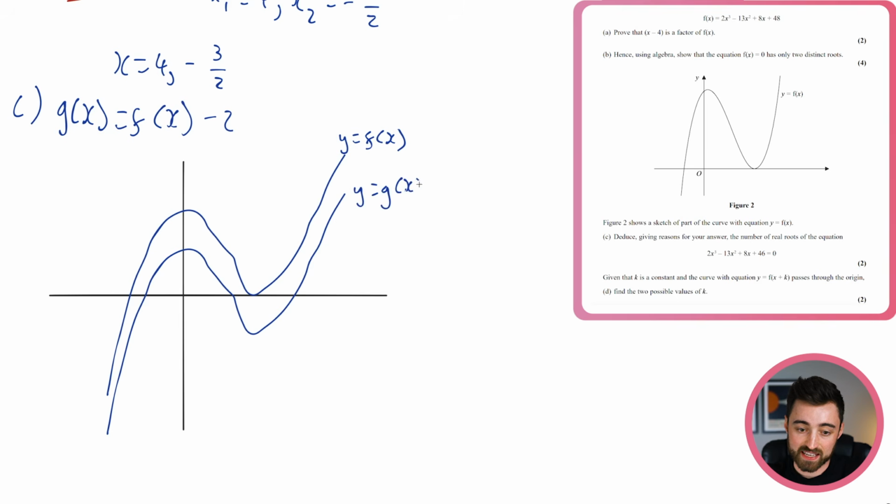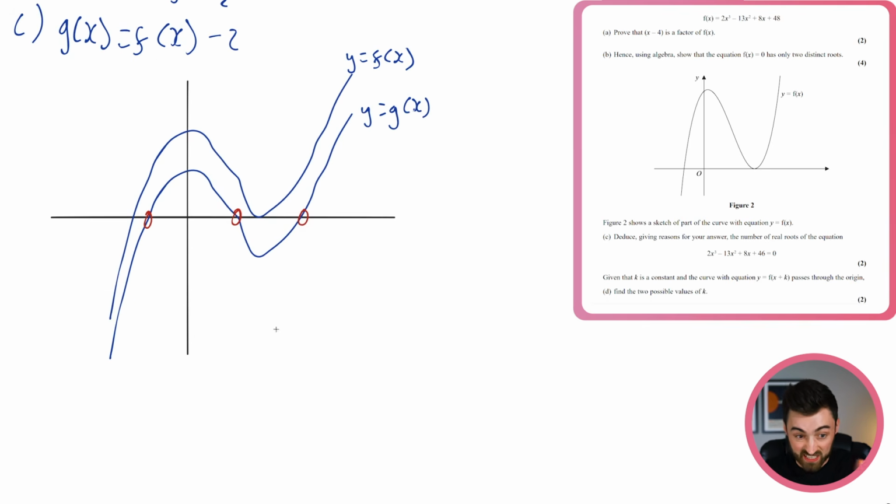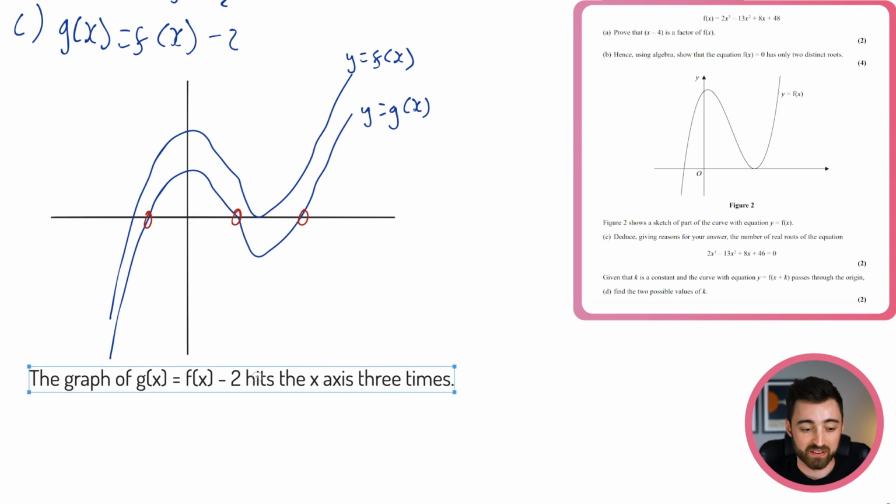So we can clearly see here that if we were trying to solve the equation g of x equals 0, that would just be an equation where is this graph equal to 0? So we can clearly see that this has 1, 2, 3 solutions, can't we? So, you know, what I would say, I would do something like that. I'd give that little sketch, why not? And then I could just say something like, the graph of g of x, which we can also call f of x minus 2, hits the x-axis 3 times. Something like that. With that graph, that is more than enough for the examiner to go, yeah, I suppose they know what they're on about, don't they?